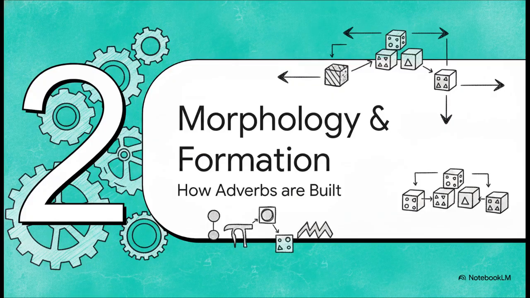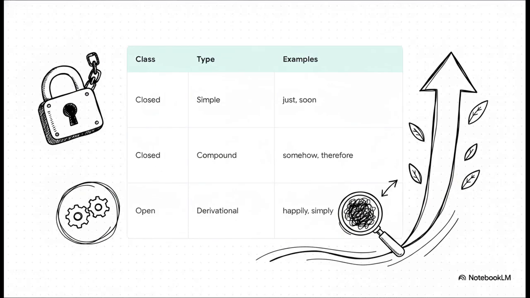Moving right along to Section 2, Morphology and Formation. Okay, so let's break down how these tricky words are actually built from a structural standpoint. And this brilliantly illustrates the divide between closed and open classes of adverbs. On one hand, we have the closed classes. These are your simple adverbs, just single, standalone morphemes, like just or soon, and compound adverbs, where morphemes combine into units like somehow or therefore.